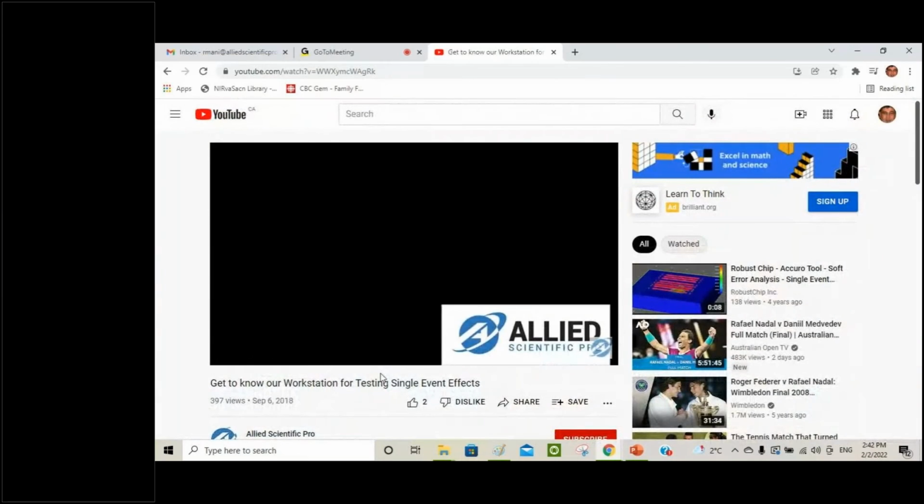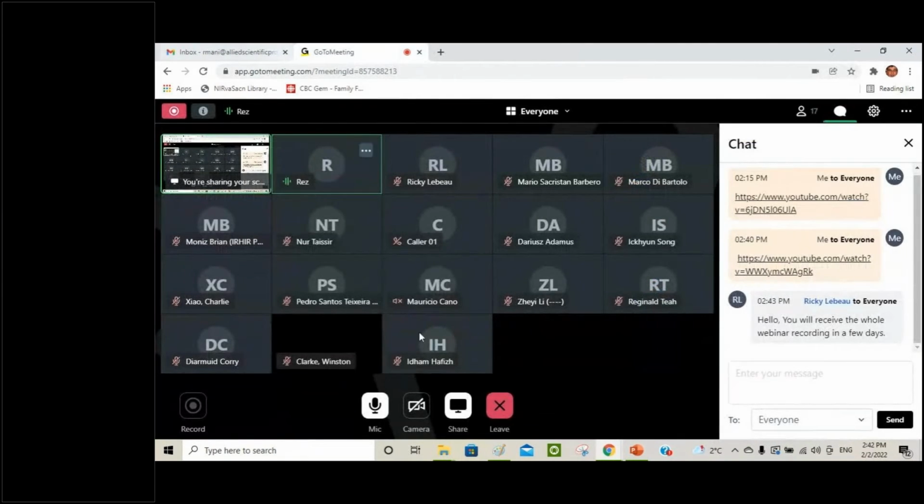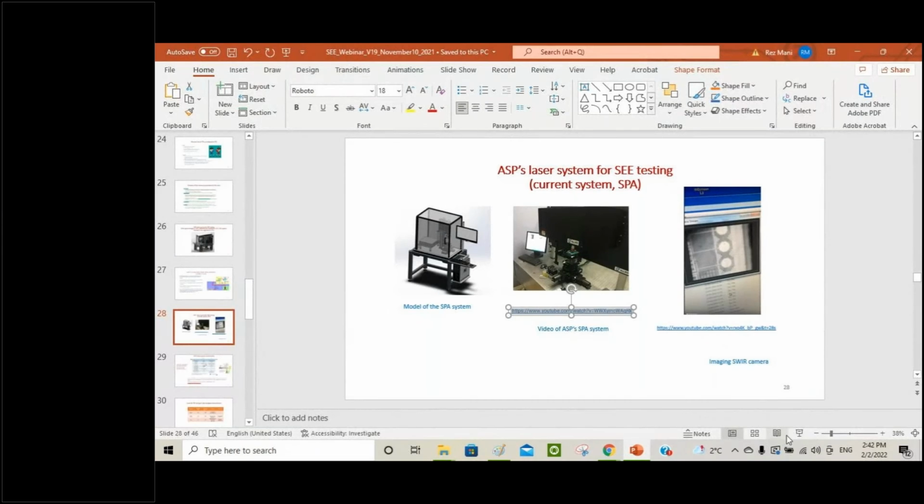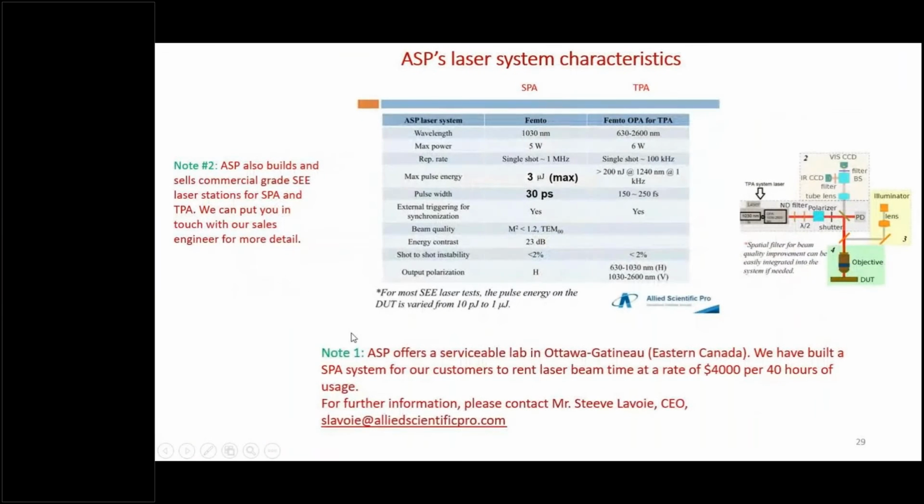Okay, so this was an introduction of our system by Steve. So let's look at the specs for our laser systems. You have the SPA at 1030 nanometer, and its rep rate from one shot to 1 megahertz. And you could attenuate this pulse energy with the neutral density filters and polarizers. Pulse width is typically 30 picosecond.